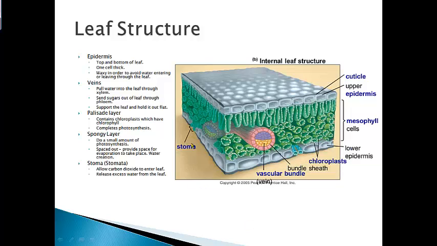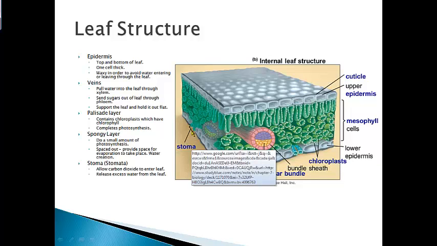And finally down here, if you look where the little hand is at in the picture, is the stomata or the stoma. The stoma basically allow carbon dioxide to come into the leaf and excess water to go out. And they basically open and close. They become larger when the leaf needs more carbon dioxide or to release more water, and they become smaller when the leaf needs less carbon dioxide or when it needs to release less water.